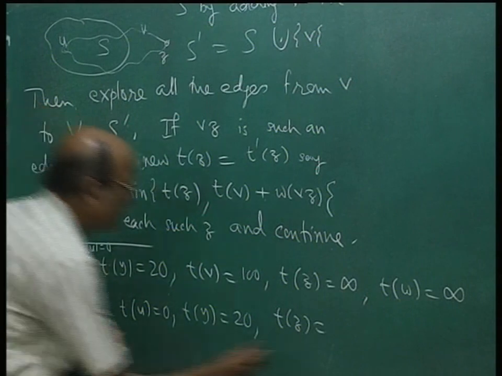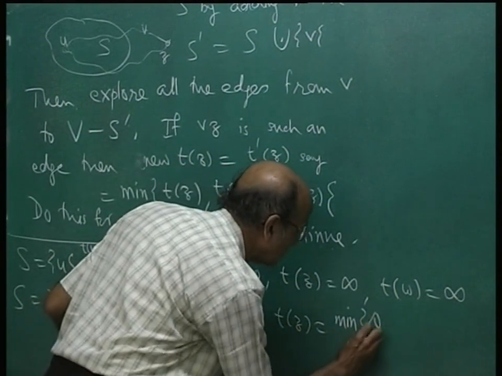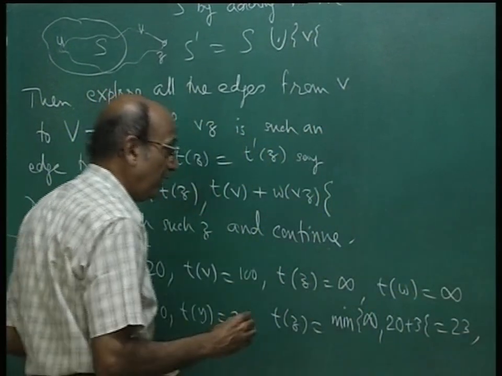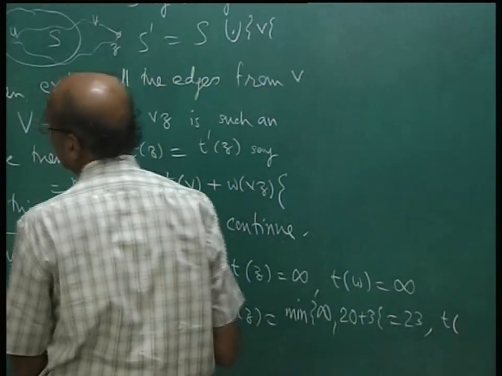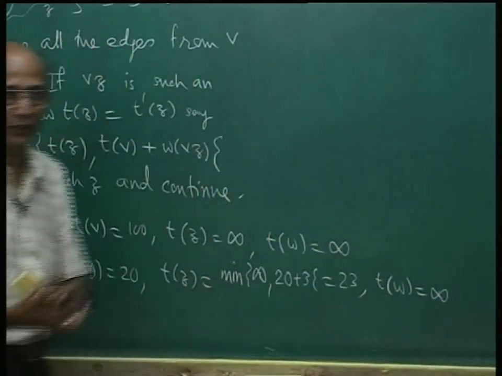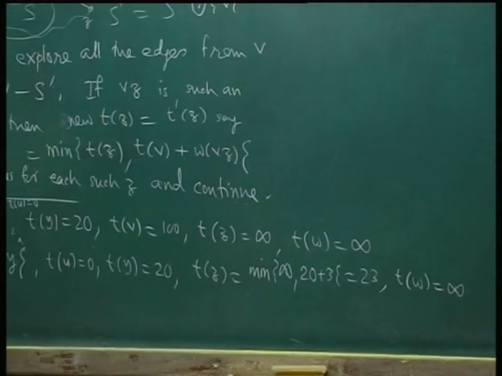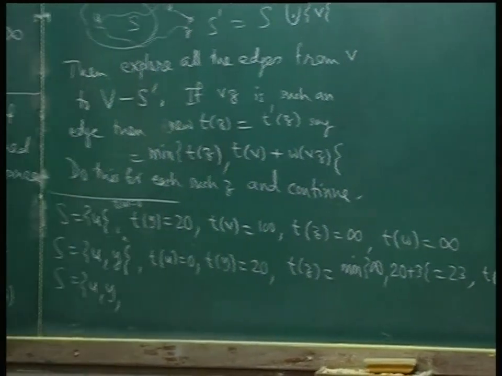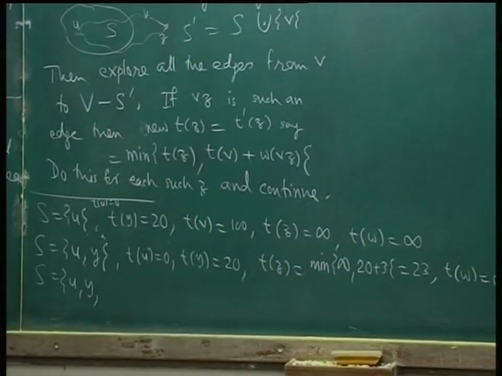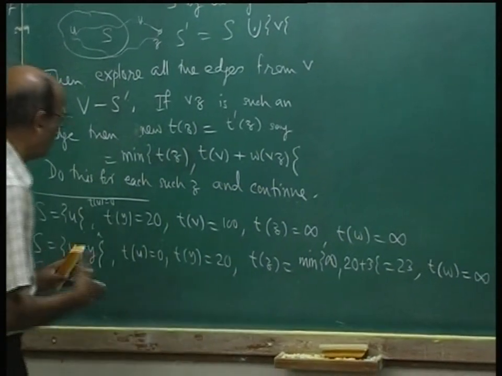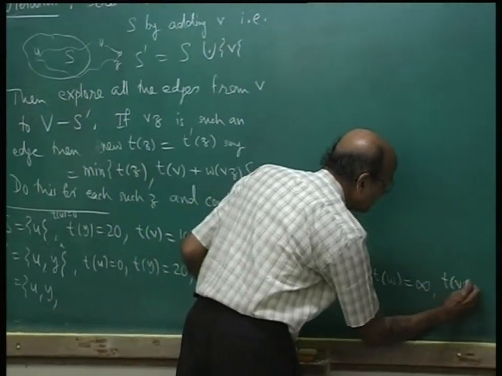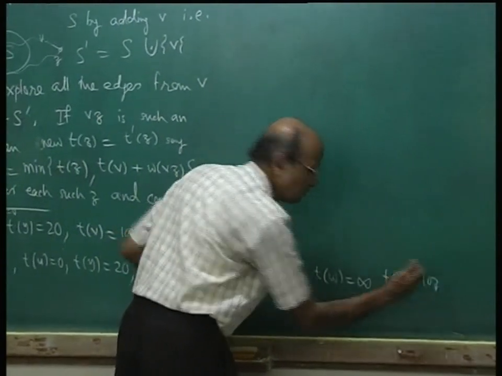Y and W are not adjacent, so T of W will continue to be infinity. Then at the next step, Z will get added. I have not written V there. Yes, T of V still will be 100.